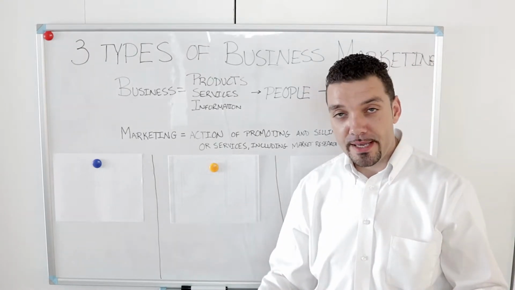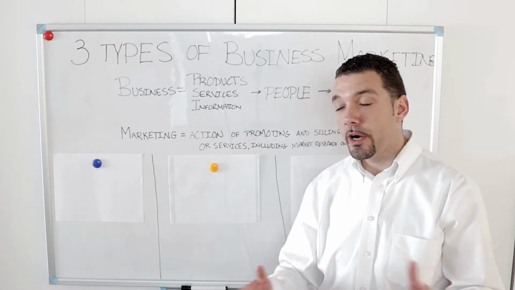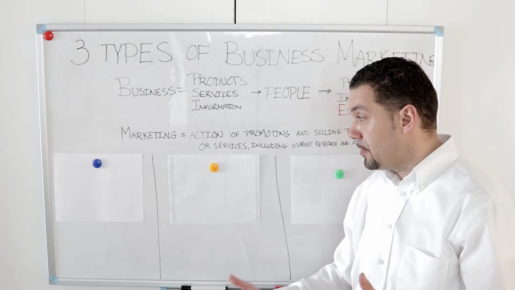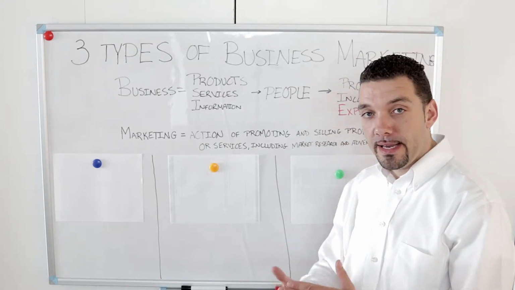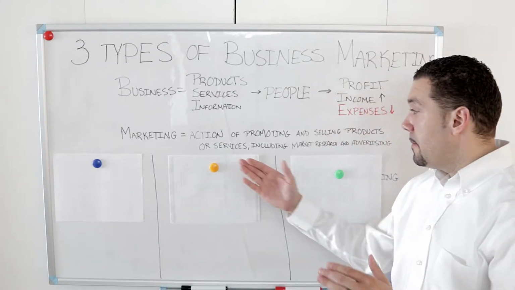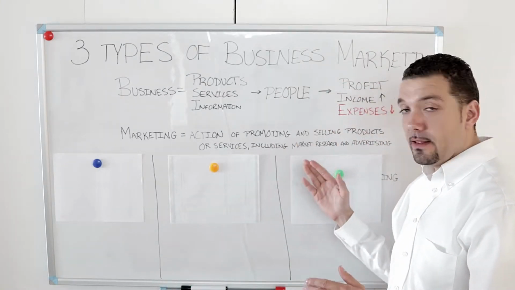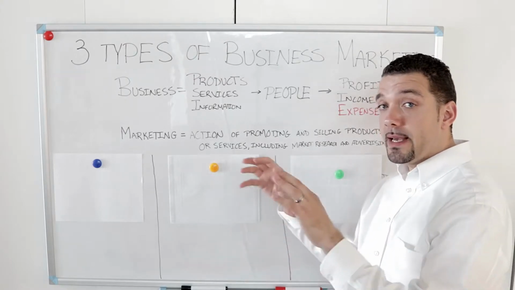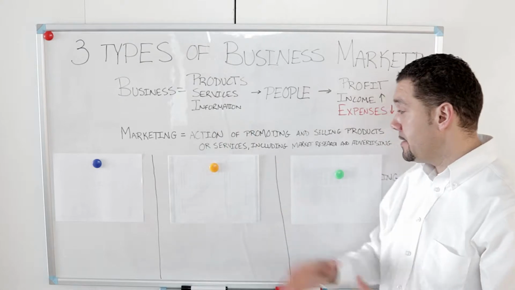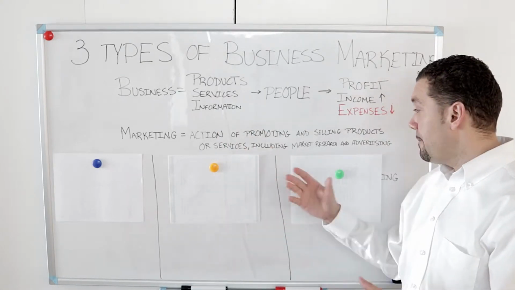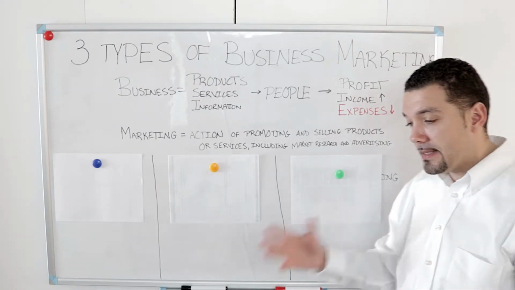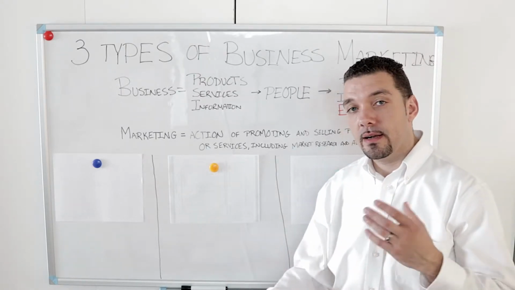Next, marketing. There are various definitions of marketing. This is kind of a hybrid that I found through the dictionary and other things that are out there, but it's the action. Marketing is a verb. It's an action to market. Now, the action of promoting and selling. So marketing is when you're promoting and selling products or services or information, including market research and advertising, okay? So again, that's a hybrid through the dictionary and a couple of other things.